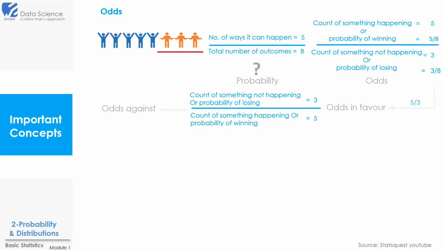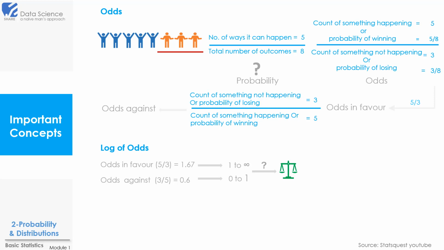Now the next term that comes after this is log of odds. So we saw that odds in favor was 5 by 3 and odds against was 3 by 5. In short, we can say that odds in favor of my team will lie between 1 to infinity, and if odds are against my team, then it will be between 0 to 1. So these values cannot be compared because one value is lying from 1 to infinity and the other lying between 0 to 1.